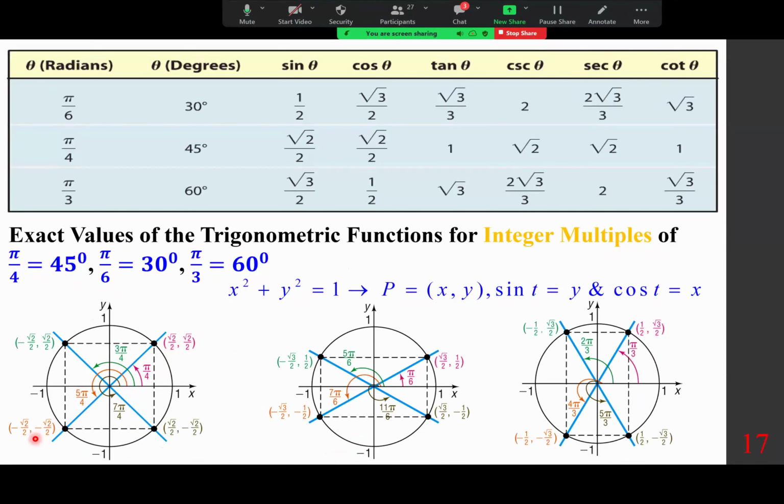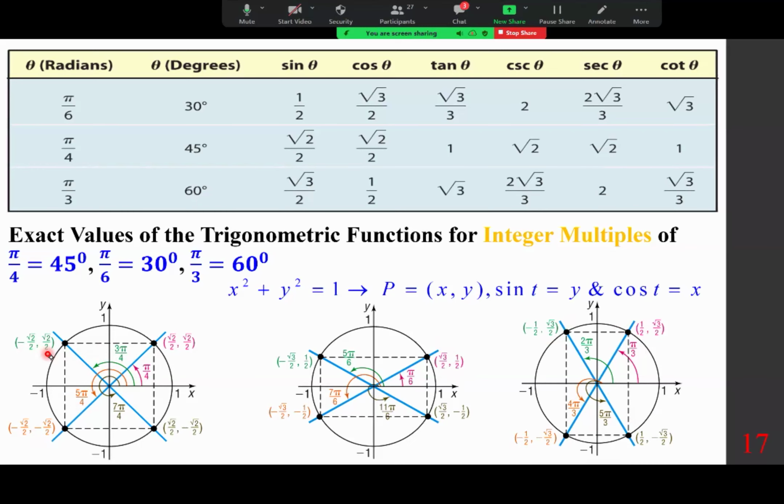This one, both of them become negative, and this angle is 5 pi over 4. Therefore, you have the answer for 5 pi over 4. The same thing here for pi over 6, the same thing here for pi over 3. You just extend the line, and you should be able to figure out what the rest is. Okay, as an example, cosine of 3 pi over 4 is minus square root of 2 over 2, but sine is square root of 2 over 2.